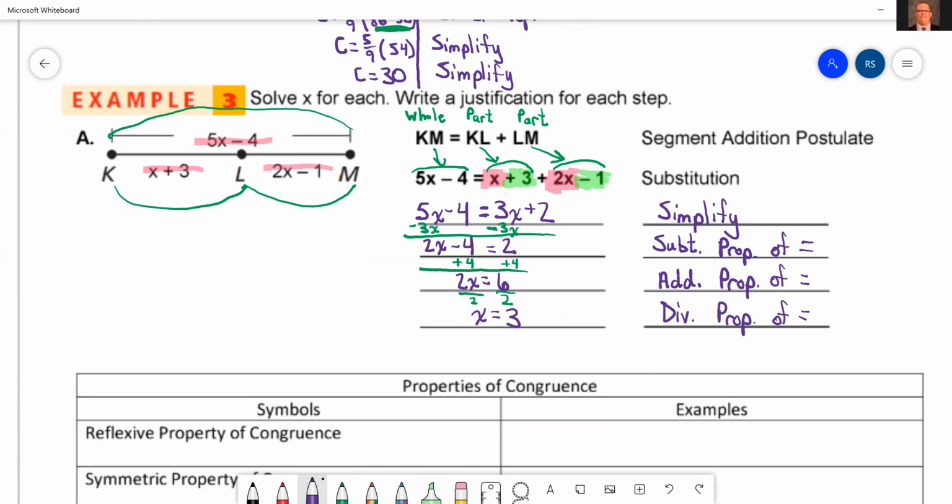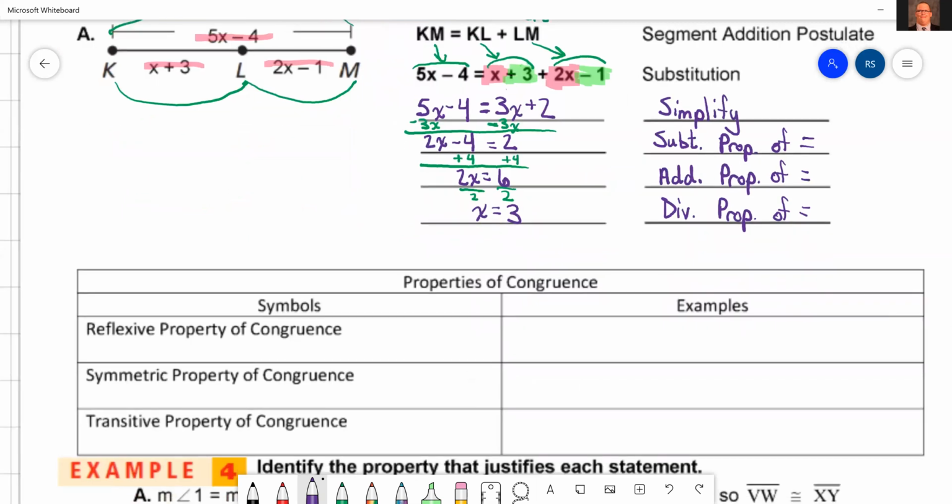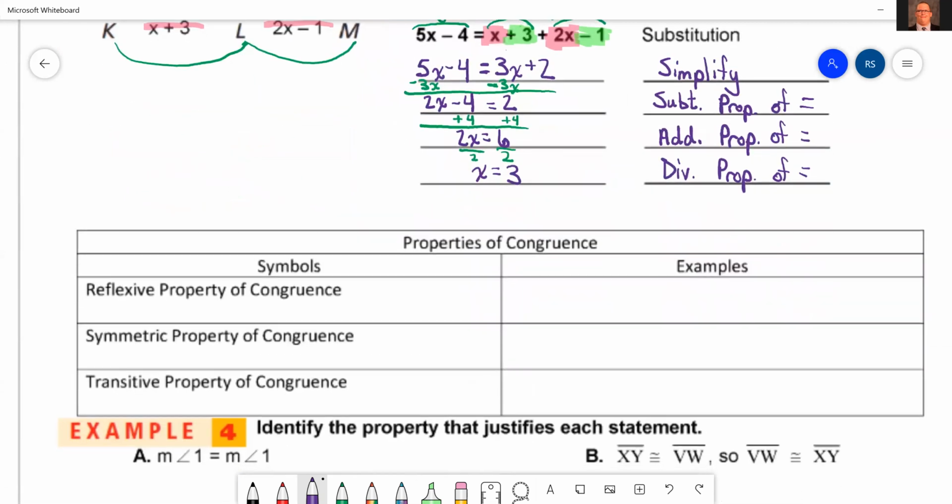Okay, so there's that example. We're almost done. I know these are kind of long, but we're almost there. We just have 3 more properties and then a quick example. Okay, so these are the properties of congruence. What does it mean to be congruent, though? Surely you've heard that word before, congruent.